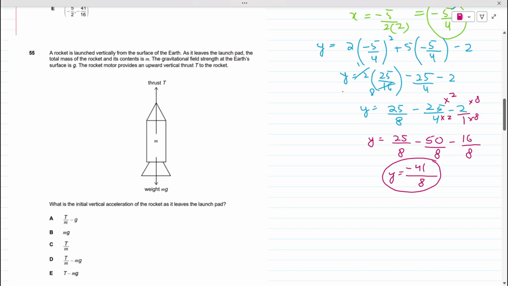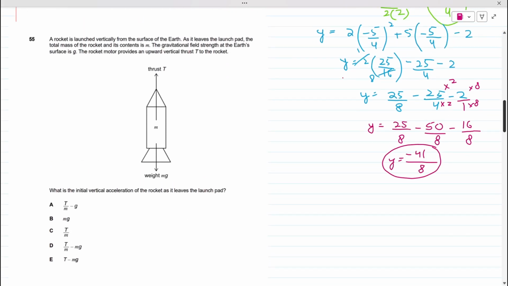Now our 55th question, which is: a rocket is launched vertically from the surface of the earth. As it leaves the launch pad, the total mass of the rocket and its contents is m. The gravitational field strength at Earth's surface is g. The rocket motor provides an upward vertical thrust T to the rocket. Okay, fine. What is the initial vertical acceleration of the rocket as it leaves the launch pad?